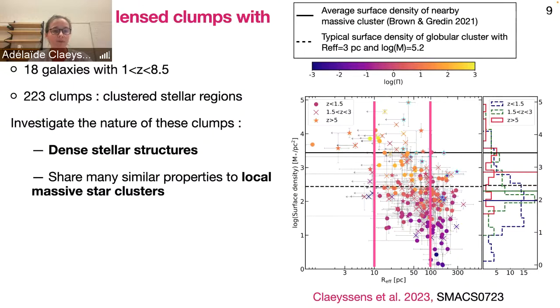If we compare it with typical densities of local star clusters, which are indicated with the 2 horizontal lines, these clumps appear as dense stellar structures that share many similar properties to local massive gravitationally bound star clusters in the local universe. And then if we draw lines at 10 parsecs and 100 parsecs, the pink vertical lines, we see that some clumps also present sizes comparable to local star clusters, and a significant fraction of these clumps are smaller than 100 parsecs with James Webb data.